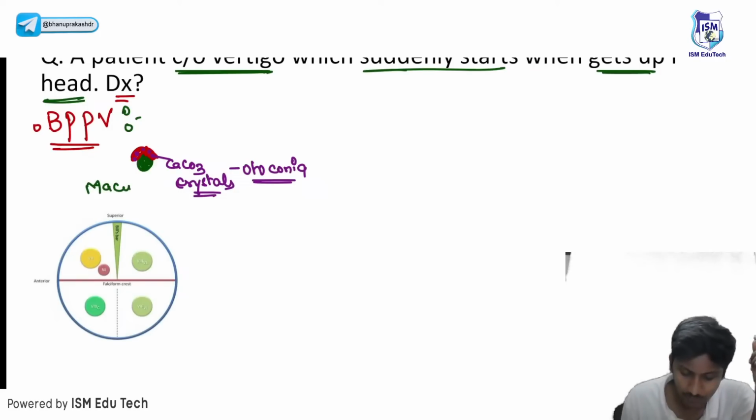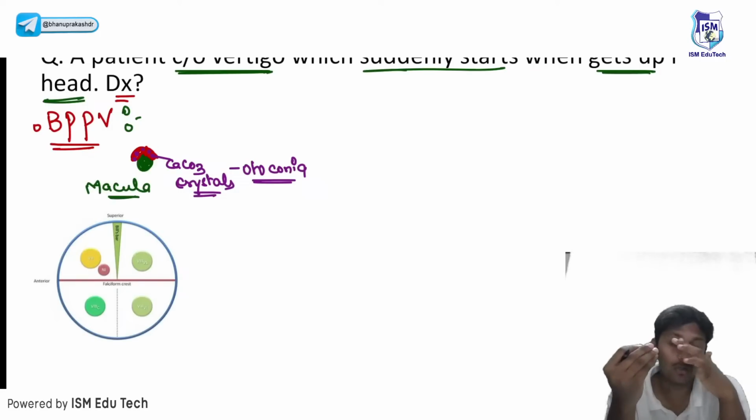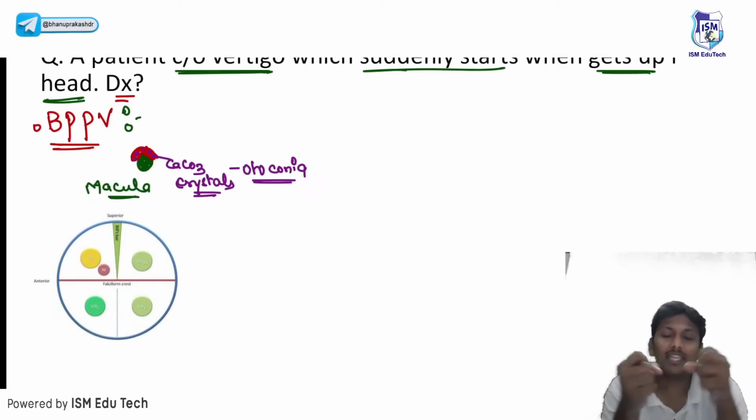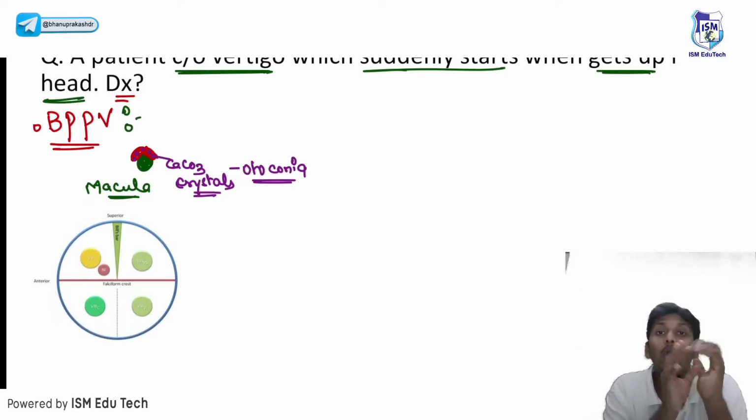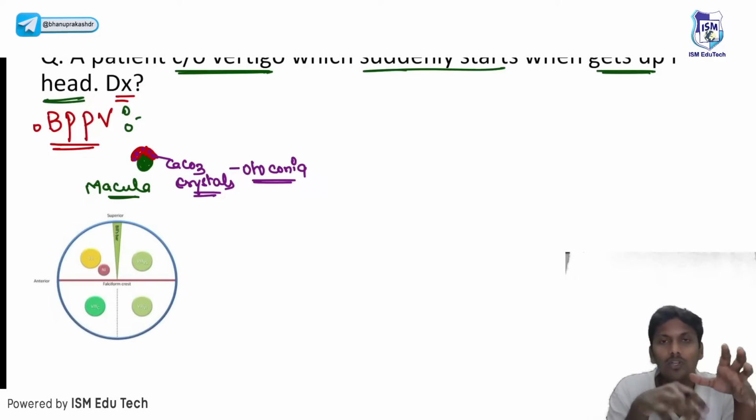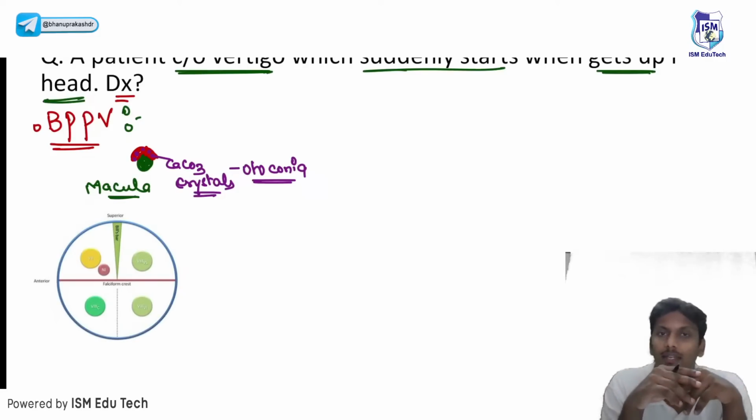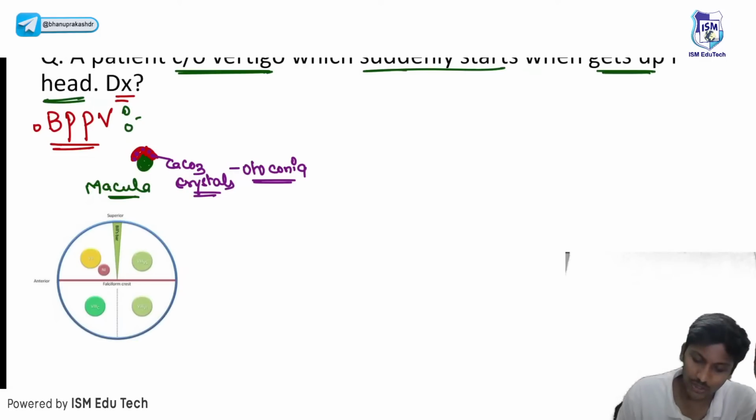But in some patients, what will happen? In some patients, this otoconia or otolith can turn free. And when they turn free, they will reach into the semicircular canal, when the patient changes his head position. When these otoconia or otoliths reach into the semicircular canal, they cause disturbance in the semicircular canal, and that leads to vertigo in the patient. That is the case of benign paroxysmal positional vertigo. So it is due to dislodgement of otoconia.